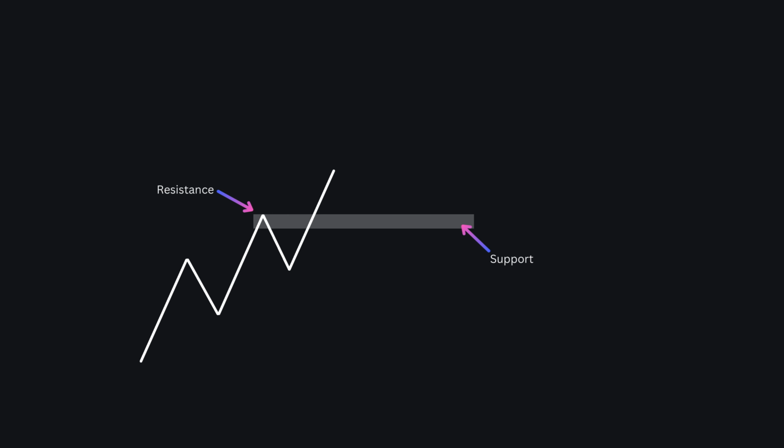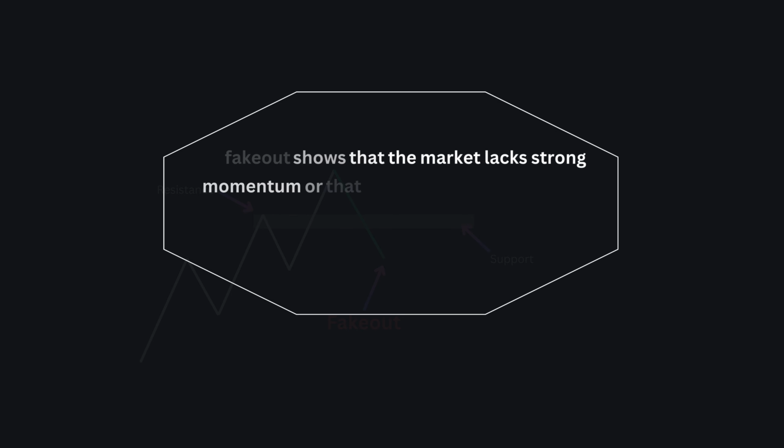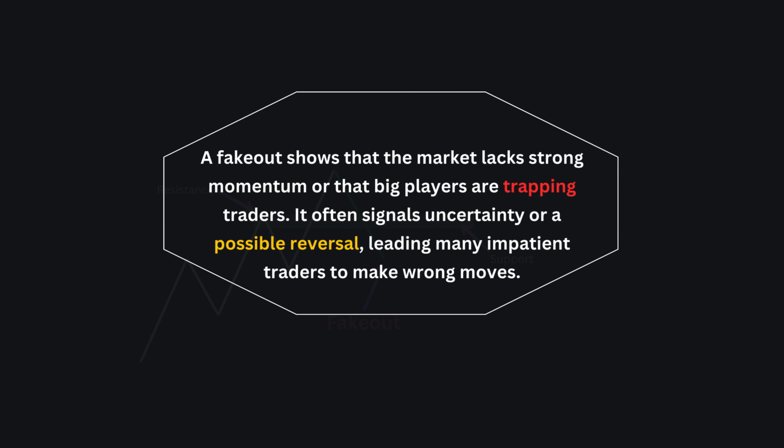Now, here's an example. Imagine we are in an uptrend and price is making clear higher highs and higher lows. When price breaks through resistance, it becomes support. And if price returns to this price level, we believe that the price will go up again from here. But if price breaks it to the downside, we call this a fakeout. A fakeout shows that the market lacks strong momentum or that big players are trapping traders. It often signals uncertainty or a possible reversal, leading many impatient traders to make wrong moves.